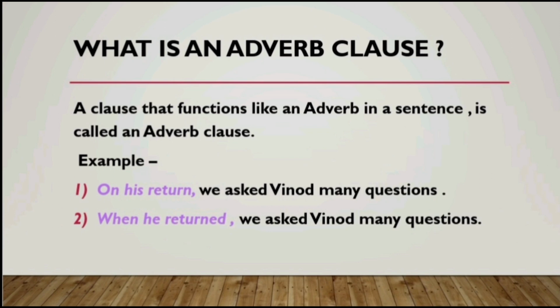So I hope you understood the meaning of an adverb clause. The basic requisite of a group of words becoming a clause is that it should have a subject and it should also have a finite verb. And whenever a clause is functioning like an adverb in a sentence, that will be an adverb clause, which means that it will modify a verb, an adjective or another adverb in the sentence.